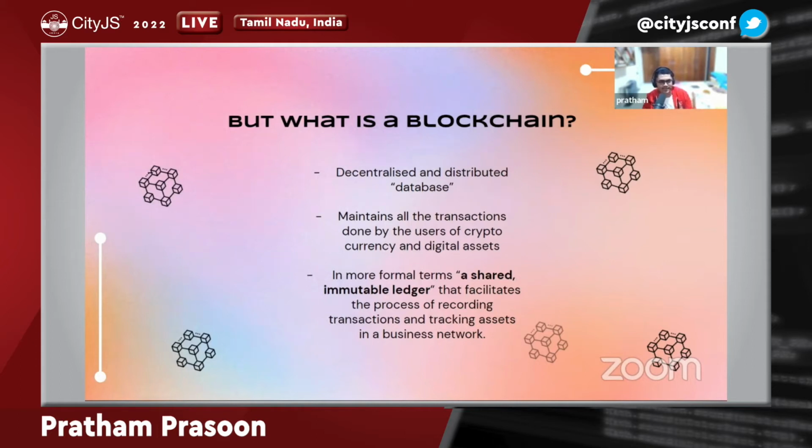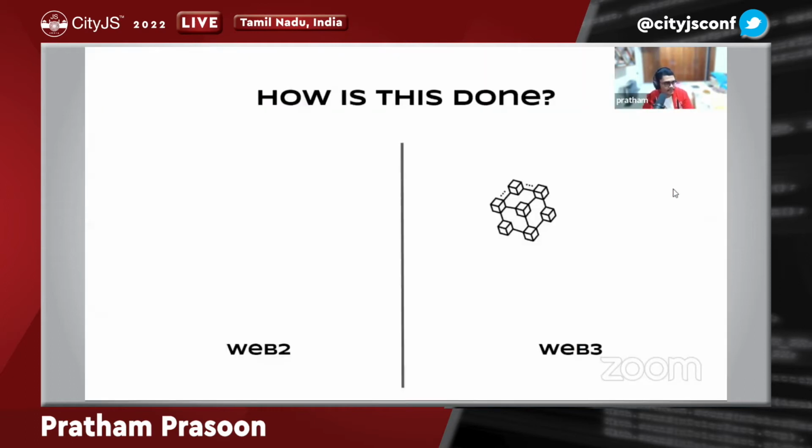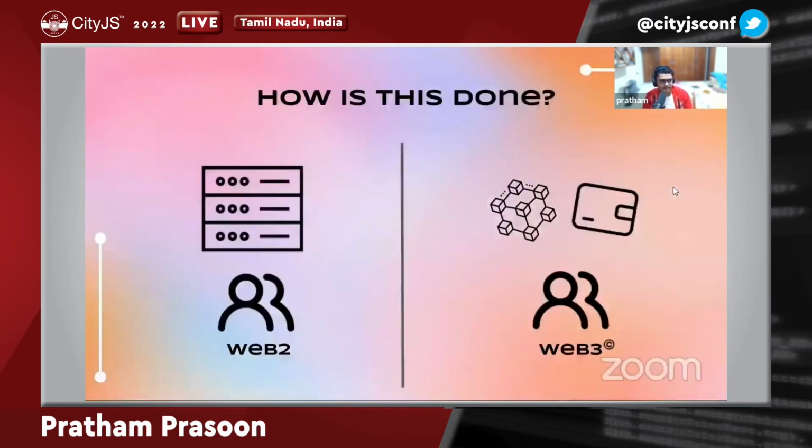So there's a saying that goes something like this: whatever goes on the blockchain stays on the blockchain. So that's sort of what blockchain is. And this is the core fundamental technology that powers Web3 and allows us to build decentralized applications. We'll look more into that in a further slide. So how is this done? How is this decentralization, and how is this ownership given to the actual people?